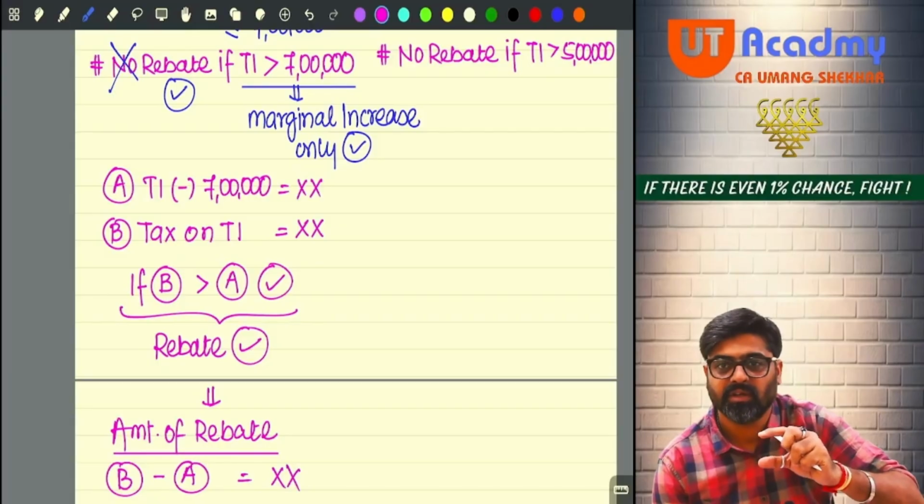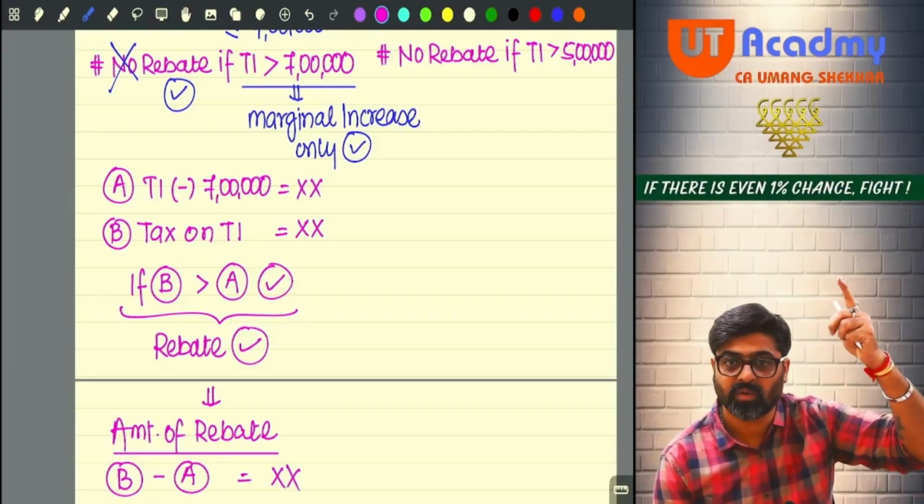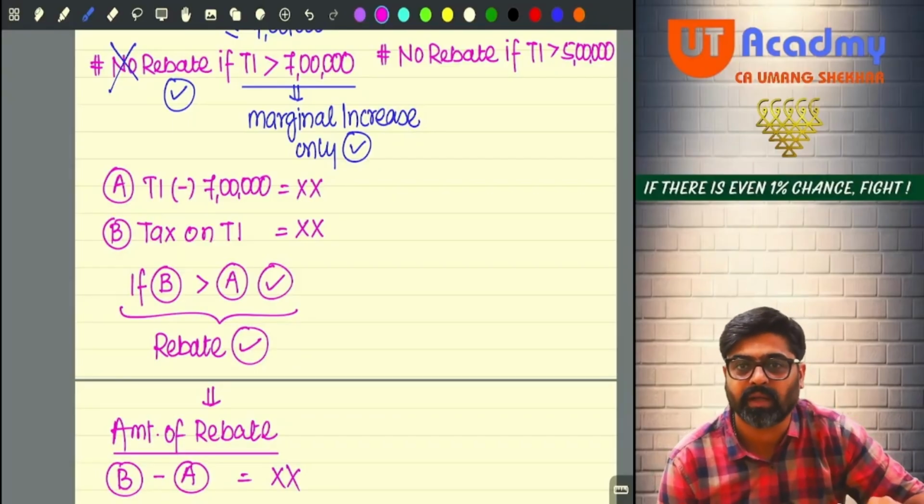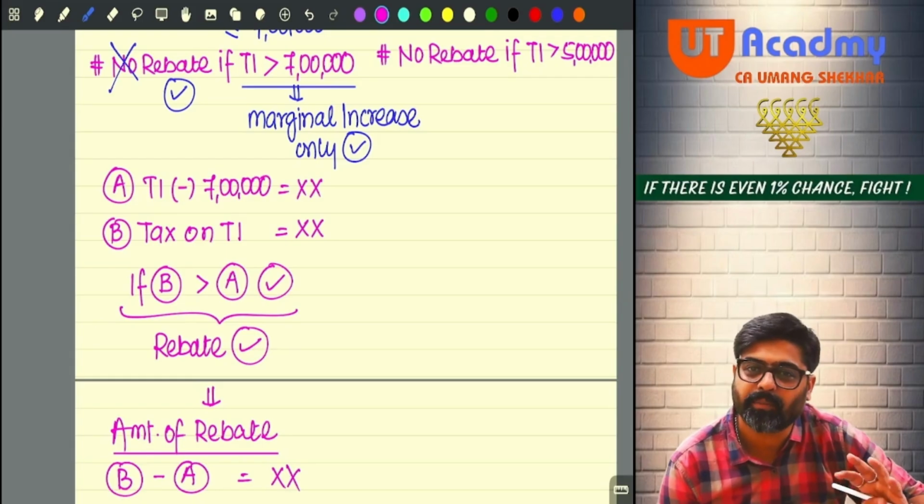If the 25,000 tax is more than the increase in total income of 50,000, no, you are not going to get any rebate. Pay the entire 25,000 tax plus 4% surcharge. Getting my point, everyone?